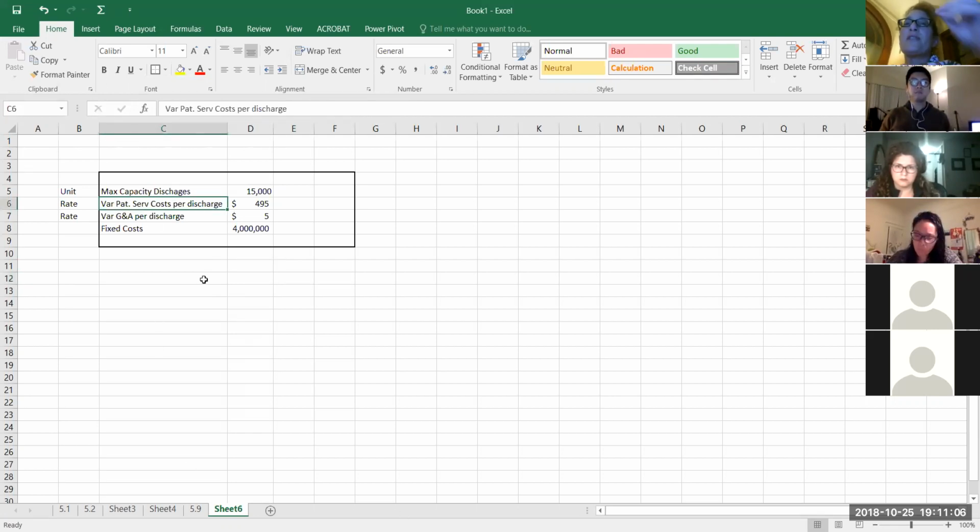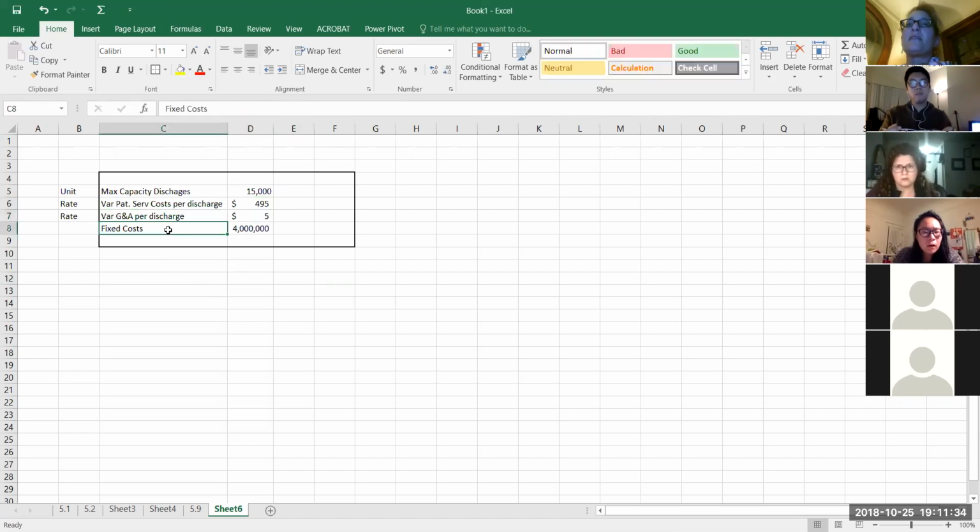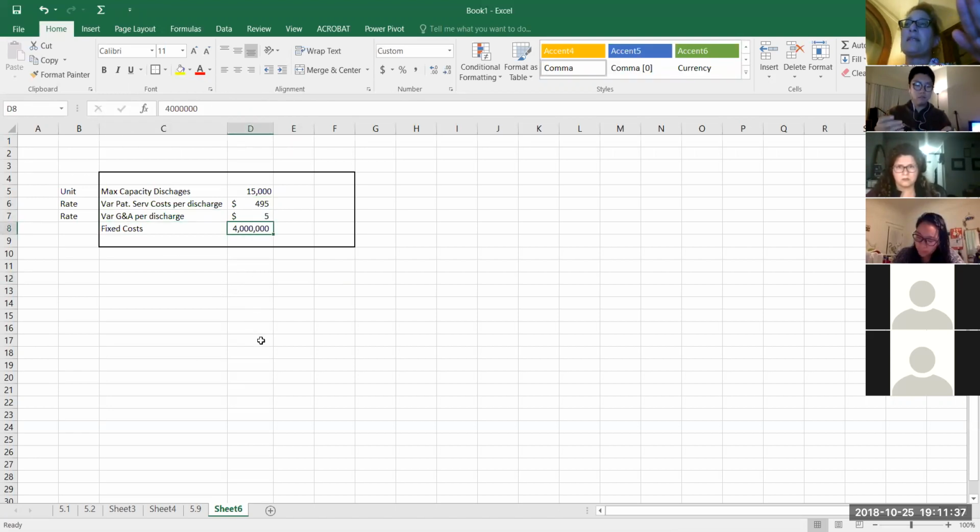One of the words that, when you see the word variable, is a way to know that they're usually talking about rate, okay? So if we're talking about variable patient services costs at discharge, that is the rate, the cost per discharge is $4.95. And then we have another charge, which is $5 per discharge. Fixed costs in this example are $4 million. So again, it doesn't matter how many units we have, we still have to pay $4 million in fixed costs.